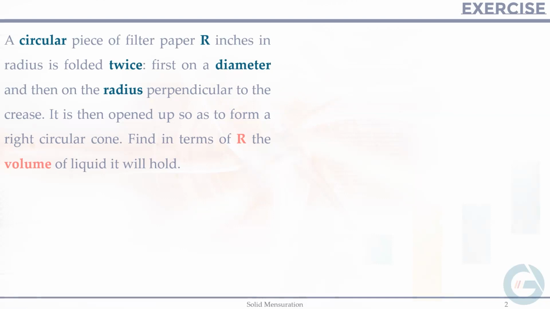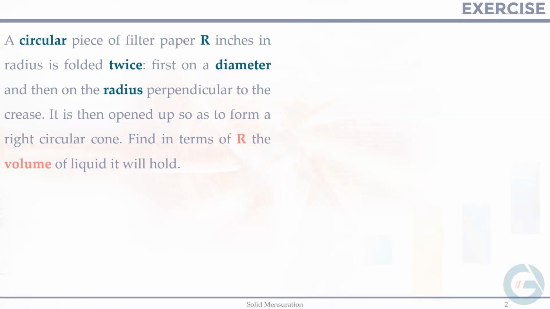Okay, so we have a quite challenging problem here. A circular piece of filter paper, r inches in radius, is folded twice. First on a diameter and then on the radius perpendicular to the crease. It is then opened up so as to form a right circular cone. Find, in terms of r, the volume of liquid it will hold. So we are going to calculate the volume of the cone in terms of r, the radius of the original piece of filter paper.